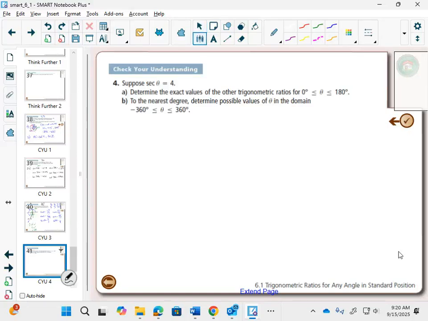You can also put a star beside this one as another really typical, really important question that you'd like to understand. They say, suppose secant theta is equal to 4, and we have to figure out all of the other 5 based on that. First of all, they tell us it's between 0 and 180 degrees. If I know that secant of theta is equal to 4, I know cos of theta is equal to 1 over 4.